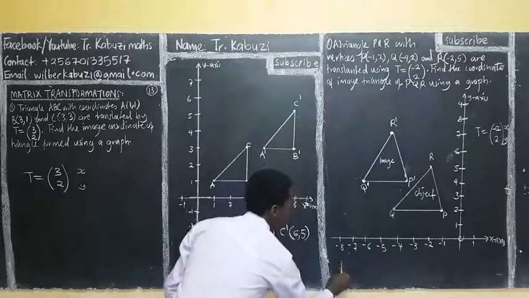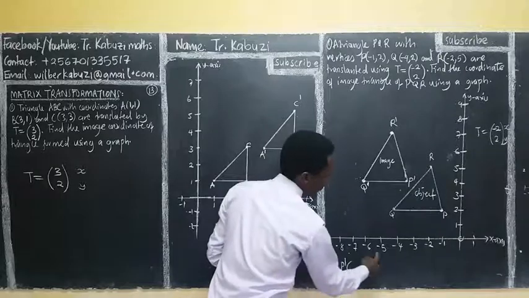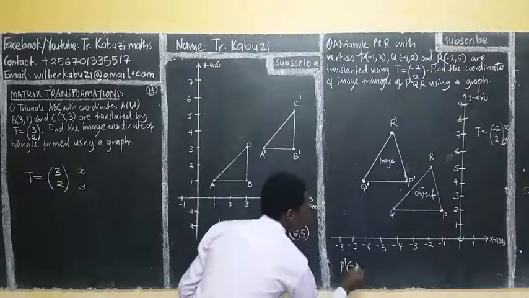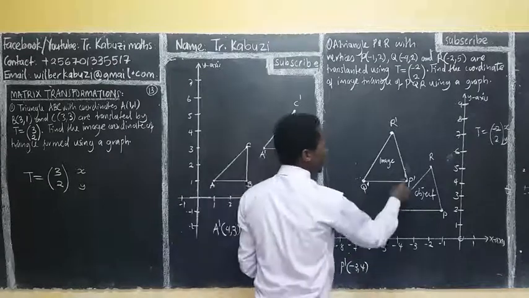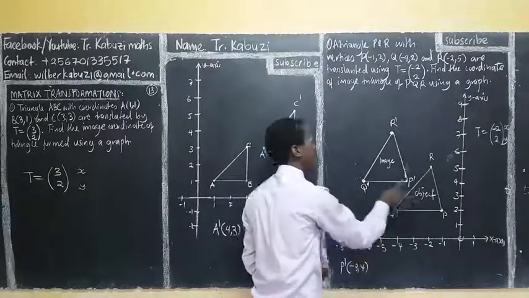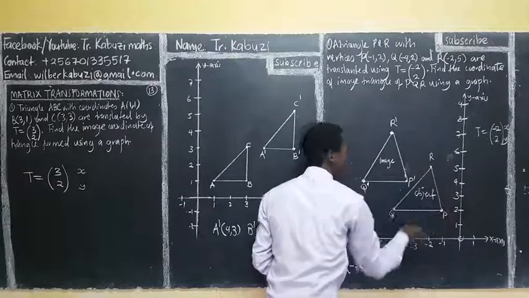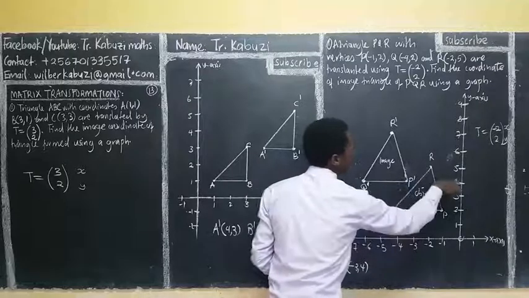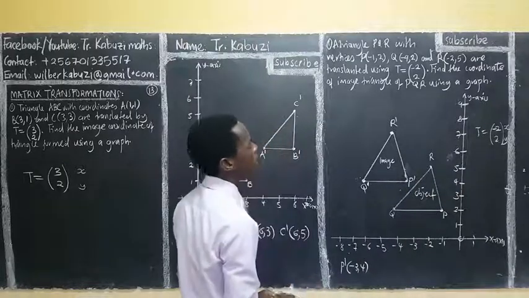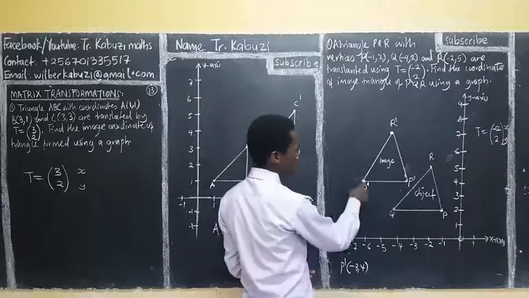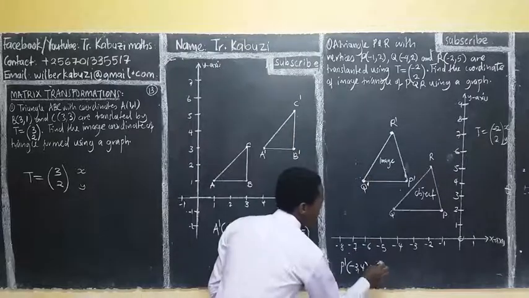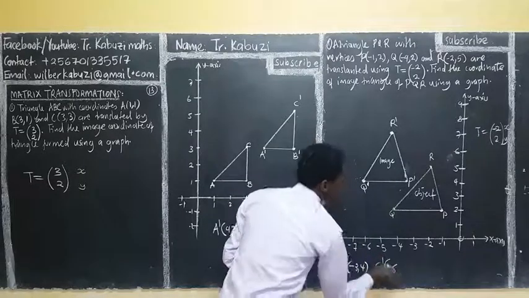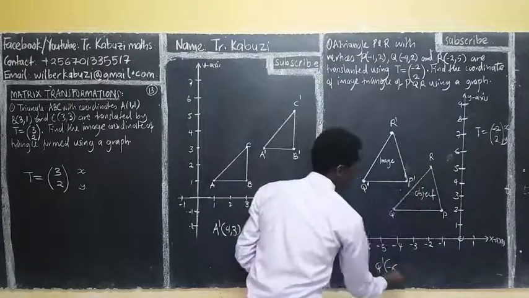Now my P prime is negative 3, negative 4. Negative 3, comma. We read it properly. We start by reading the x coordinate, then read the y. First read the x, then read the y. So that's why I'm reading negative 3 first. Then I read negative 4. Then I come and I read this. I read the x first. You see that our Q prime, the x coordinate is going to be negative 6. Then the y coordinate is going to be 4.